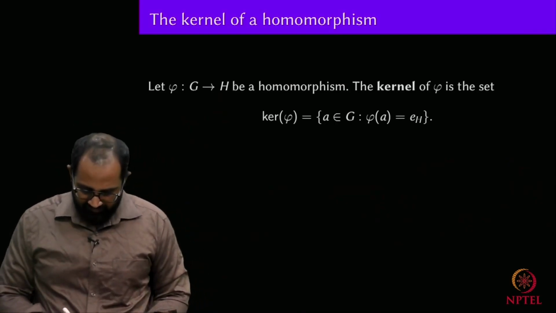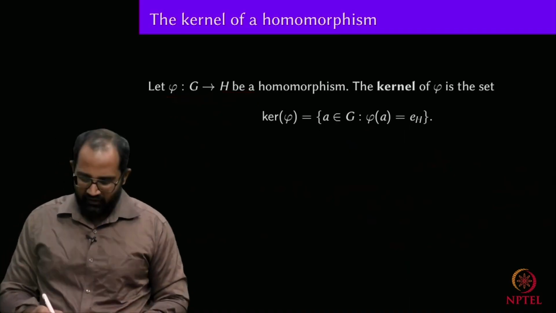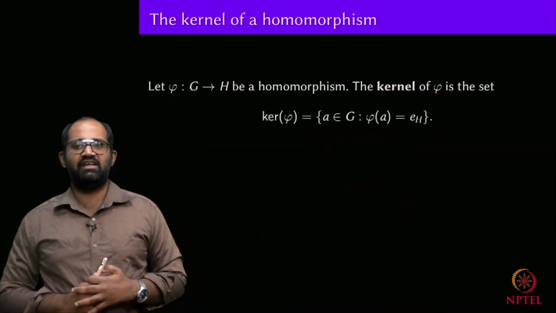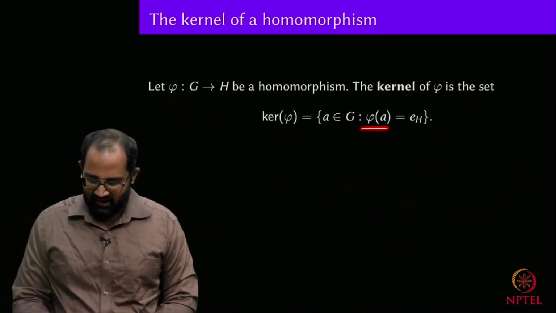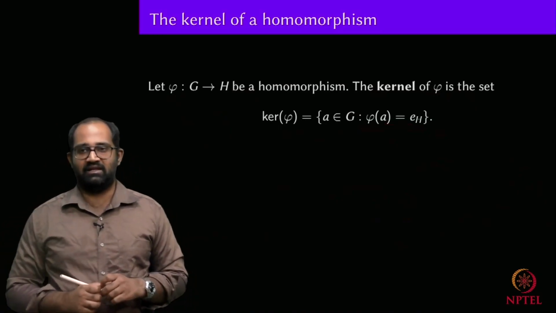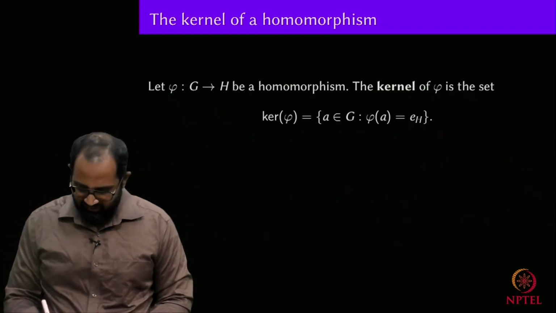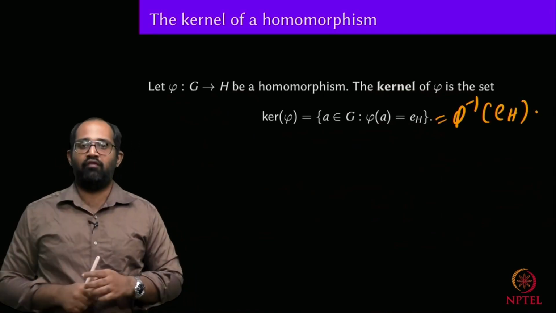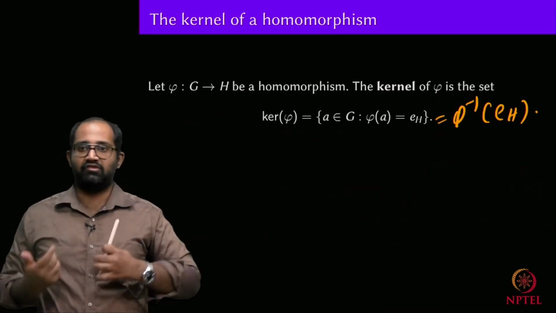You have a homomorphism phi from G to H. You define the kernel of phi to be the set of those points that essentially get destroyed by phi, that is those points A that map to the identity element in H, phi of A equal to Eh. So, if you want to use more fancy notation, this is nothing but phi inverse of Eh. The pullback of the identity element in H under phi is called the kernel of phi.